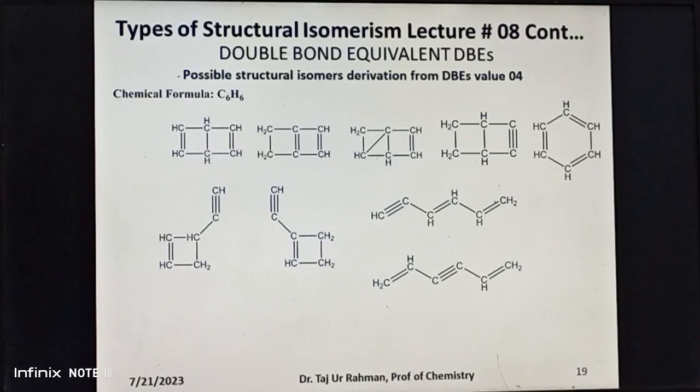So this was all about how to draw possible structural or constitutional isomers from the DBE value of any given molecular formula of an organic compound. Thus this shows that DBE value can help us to draw possible structural isomers from any given molecular formula of an organic compound.